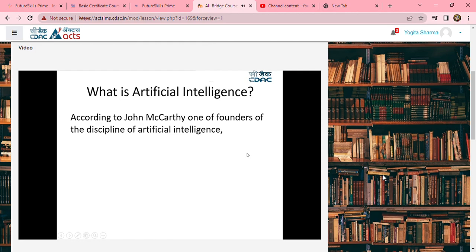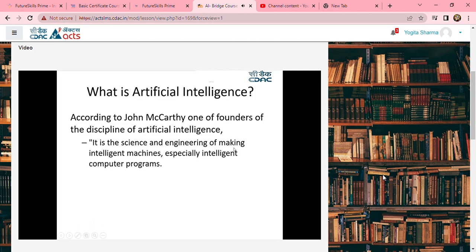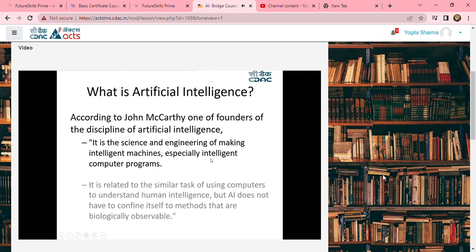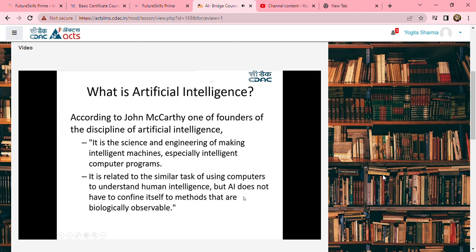Also, let us take a look at what is artificial intelligence. Artificial intelligence is a science and engineering of making intelligent machines, especially intelligent computer programs. Basically, it is related to the similar task of using computers to understand human intelligence. Well, AI does not confine itself to just methods that are biologically observable. We will see different applications in our machine learning sessions which will be implementing artificial intelligence.